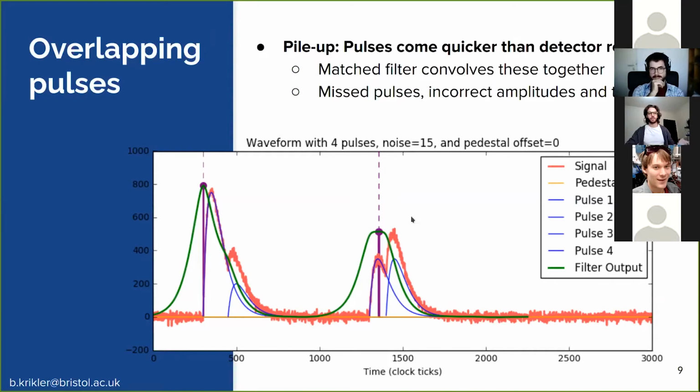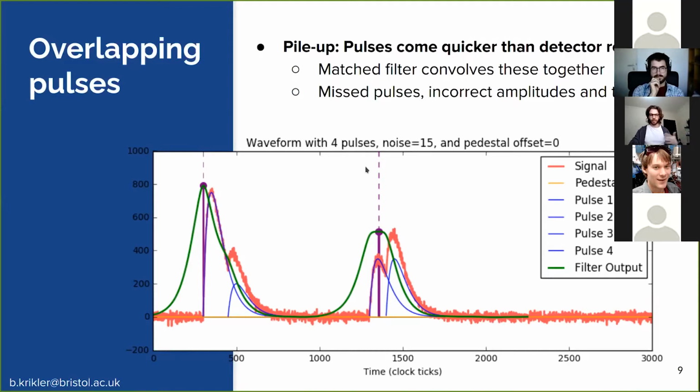Now the match filter is going to convolve these together. So you'll get the green line, and whilst you could see that there were 2 pulses in the original waveform, by the time you've gone through this match filter, it's not at all obvious, and you can see from this pulse here, you get a different shape to what you would expect. And the downside of all this is you've missed your pulses. You wouldn't reconstruct them correctly.